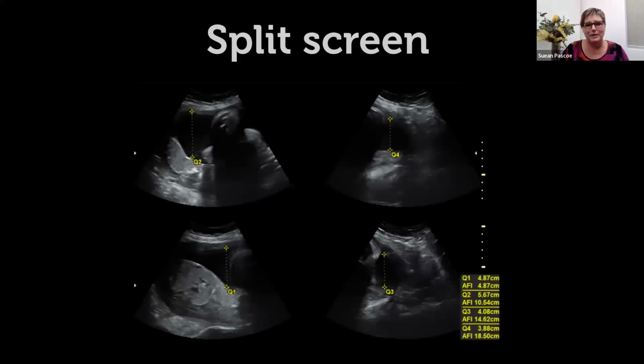But the reason I like the split screen is that I get those 4 images and a representation of how much fluid is around baby all on one image. It doesn't matter, in effect, whether you do it on 4 separate images, but if you pop it all on the one image like that, you can see it all at the same time, and it tells a single story without having to flick through lots of pictures.